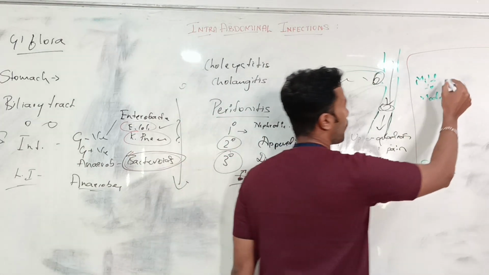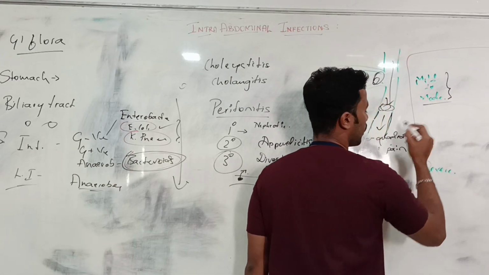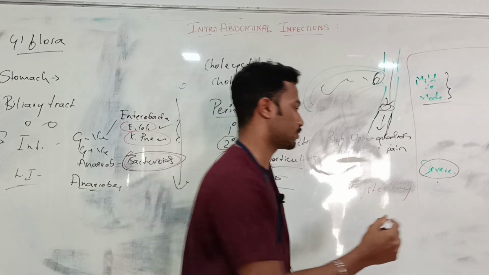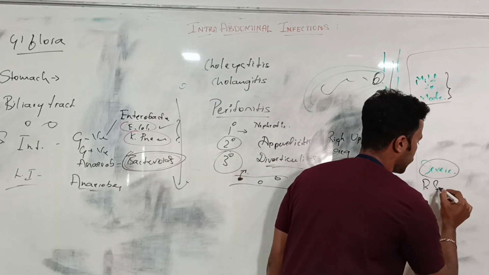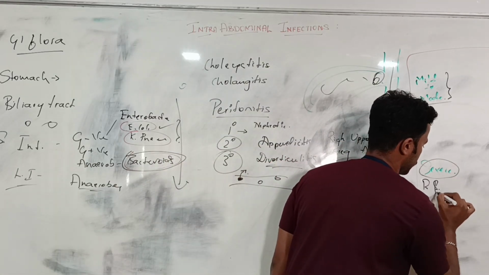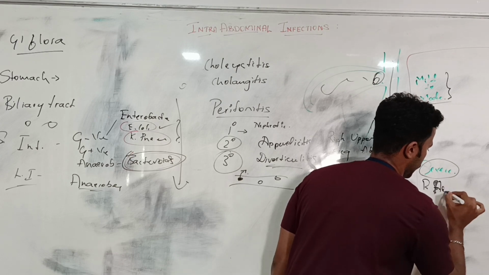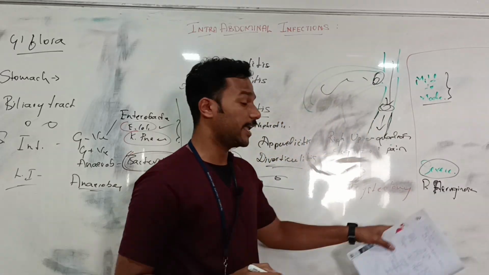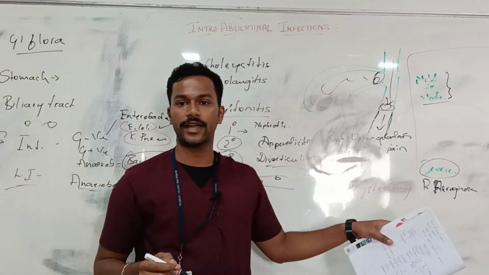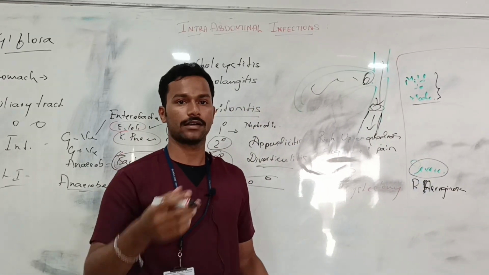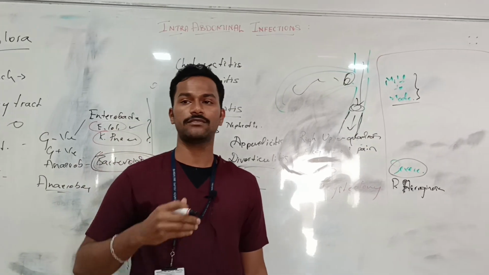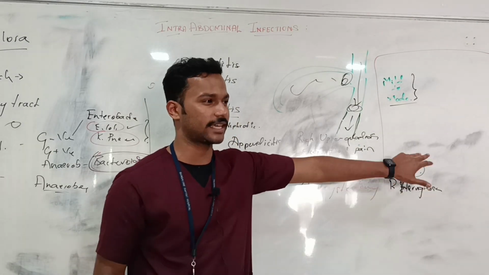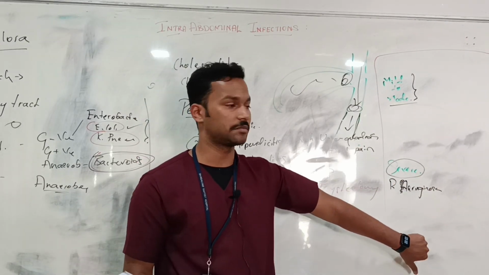So that is in mild to moderate. In severe conditions, we have to cover Pseudomonas aeruginosa also. These are very rare. And there is another category, hospital acquired intra-abdominal infection. Then we have to treat based on this treatment guideline.